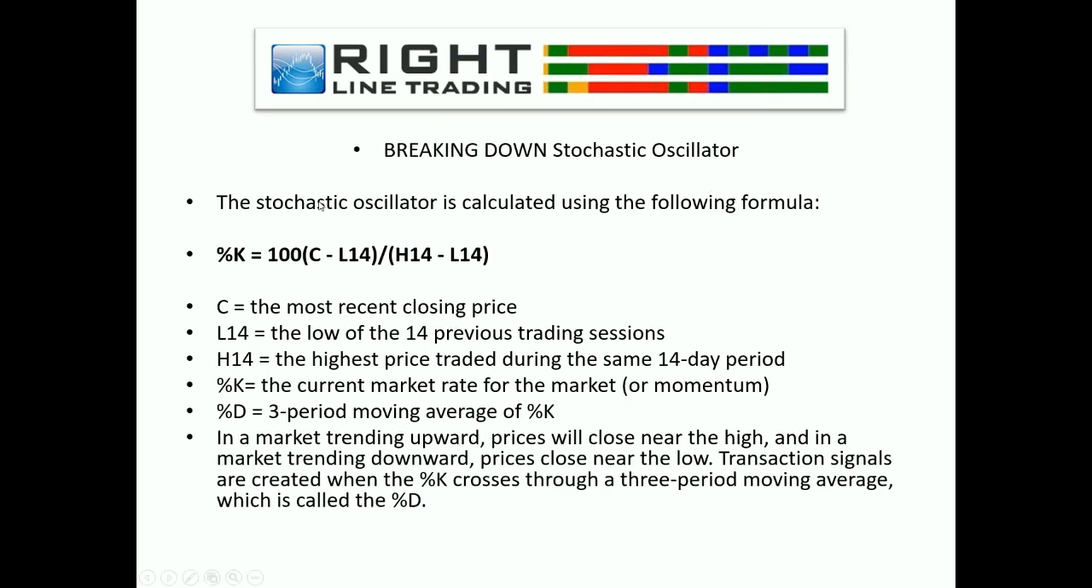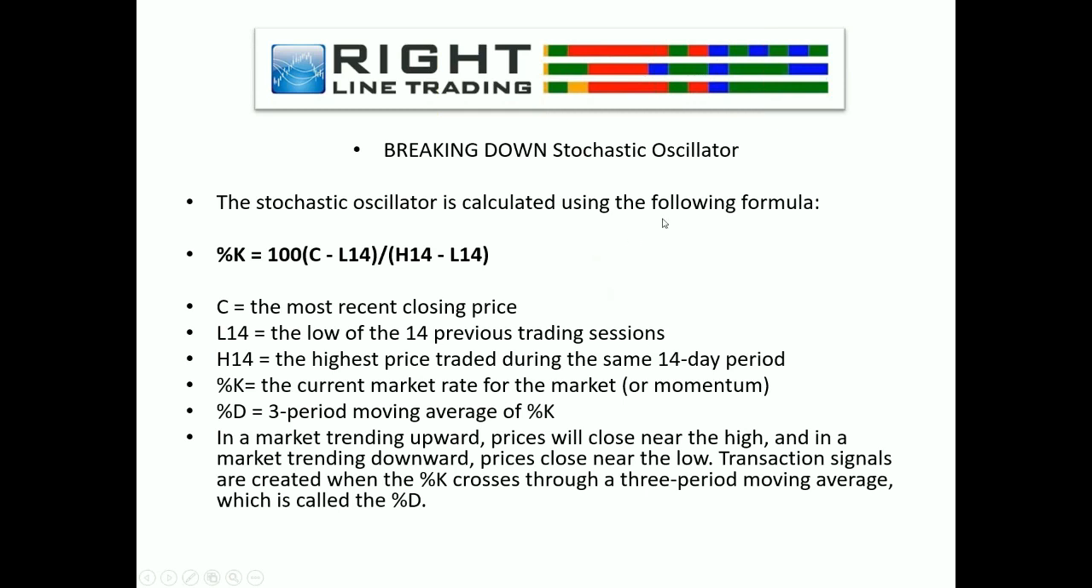Now, if we look at the formula for the stochastic oscillator, it's a real simple formula. It looks at the close of the candle and compares the close with the 14-period moving average of the previous 14 lows. And then it can compare it with the 14-period moving average of the highs.